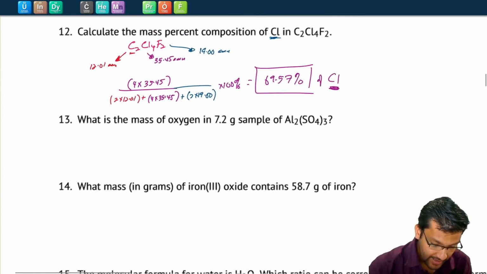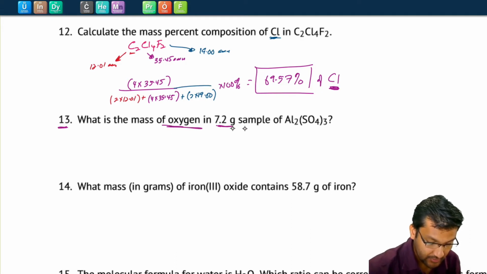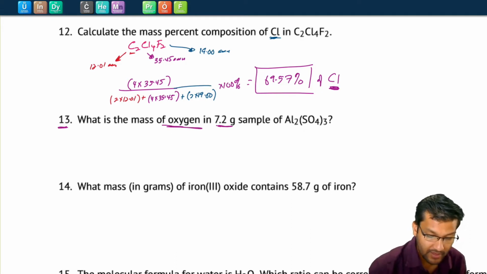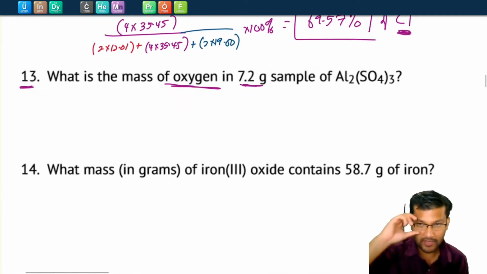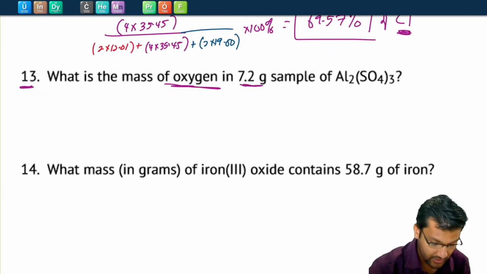Okay, number 13, slightly different. Here it's giving us the total mass, and it wants us to figure out the mass of the oxygen within this sample of aluminum sulfate. See if you can figure this one out by yourself as well. Pause the video and see if you can work it out. Otherwise, we'll go over it together.